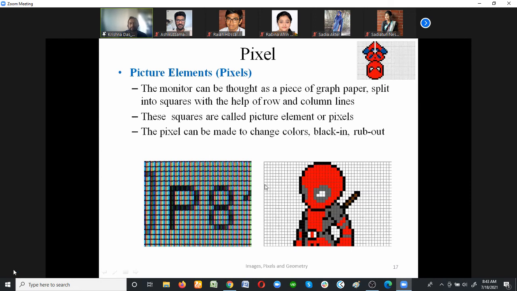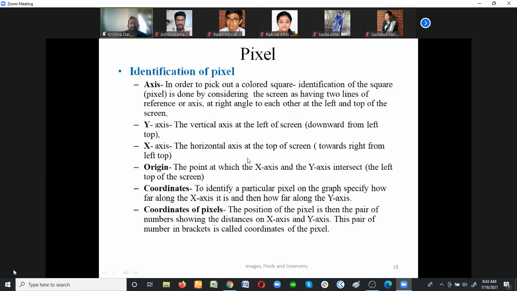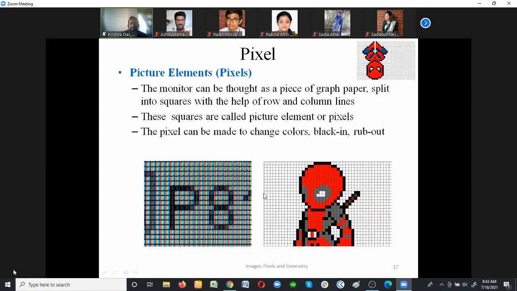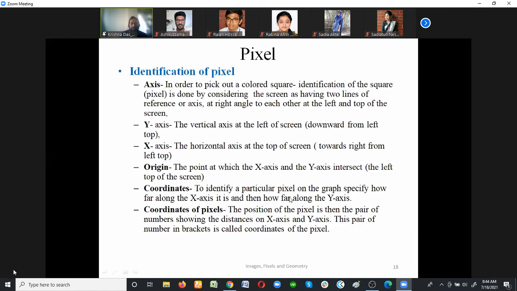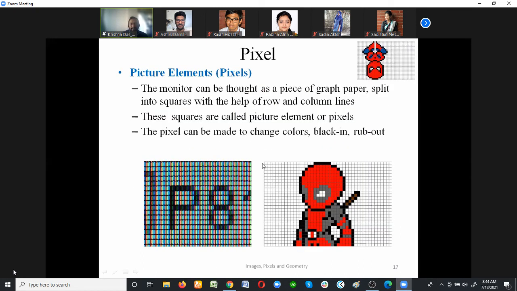The x-axis is the horizontal axis on the top of the screen. Sorry, the vertical line is the y-axis, and this is the x-axis, the horizontal one. The x-axis indicates how many columns you have, and the y-axis indicates how many rows you have. The origin is the point where x and y intersect, here in the leftmost corner.